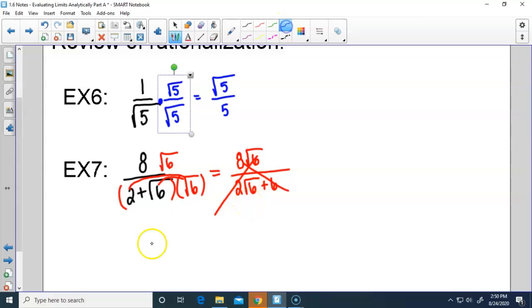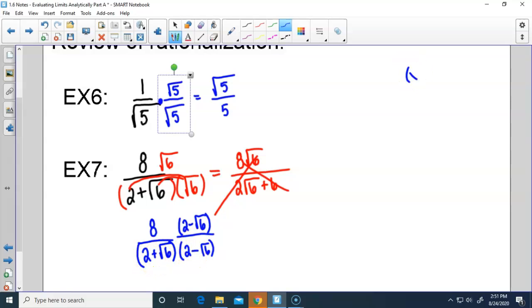So whenever we have a problem like this, 8 over 2 plus the square root of 6, what we have to do is we have to multiply by the conjugate. So the conjugate is going to be the same exact thing here, the 2 and square root of 6, except we're going to have a minus sign in between. And we'll have to multiply by that conjugate in the numerator and denominator. And what we are doing here whenever we multiply by that conjugate is we are creating a difference of squares.